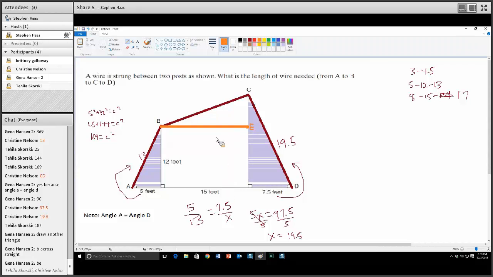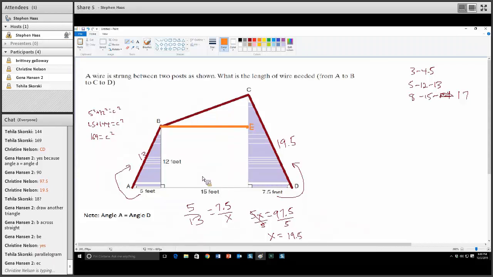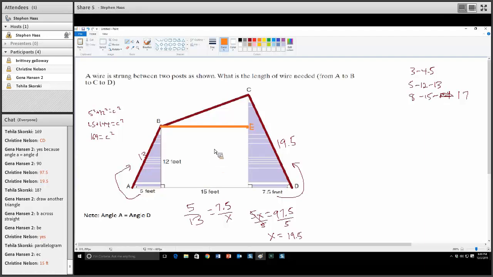Well, sure, BE. Really, this is a rectangle. This thing in the middle over here is a rectangle. Not only is it a parallelogram, it's actually a rectangle. So opposite sides are equal. So this is 15, good. What is EC?